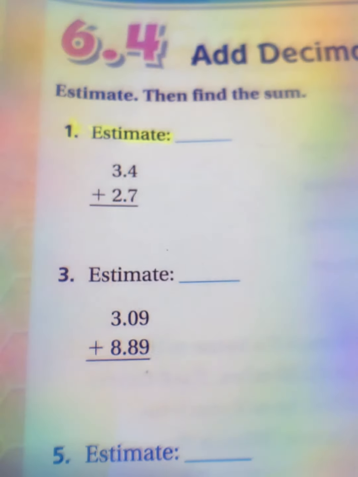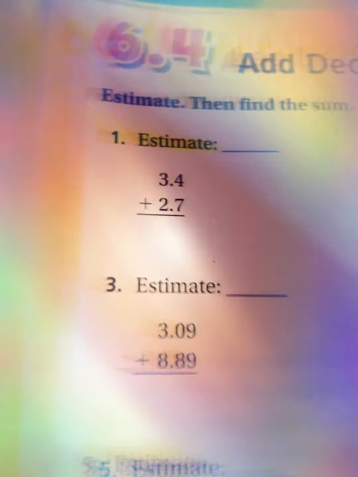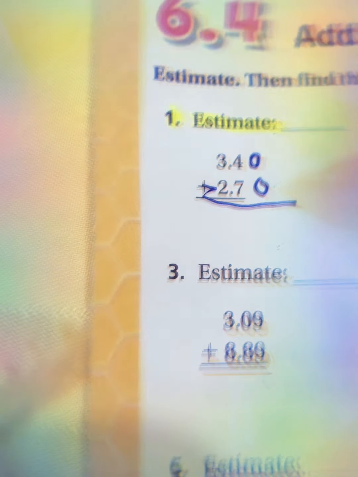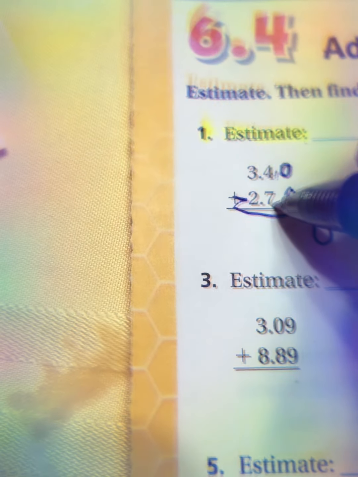Remember, estimating is not exact. So the first thing I'm going to do is use 0 as my hero. And I can see that I have 3 wholes plus 4 tenths plus 0 hundredths. Then I have 2 wholes and 7 tenths and 0 hundredths. It's telling me to add these numbers, so I'm going to go ahead and add. I have 0 plus 0 is 0. 4 plus 7 is 11, so I'm going to bring down my 1 and carry over my 1. And then I have 1 plus 3 is 4, and 4 plus 2 is 6. And that is going to be 6.1. So it's 6.1, and 0 is the placeholder.